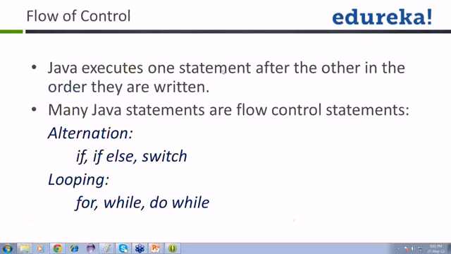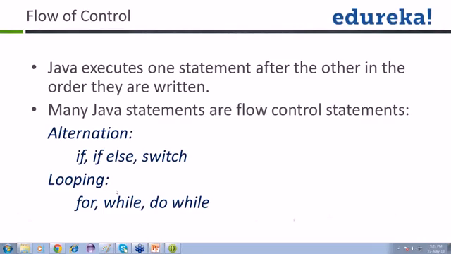Now, Java executes one statement after the other. You've already understood this while I was explaining the examples. It goes line by line, one after the other. Now there are many Java statements that control the flow of execution, using which you can control the flow, like the if-else construct, switch case, if construct. So these alter the flow of execution.